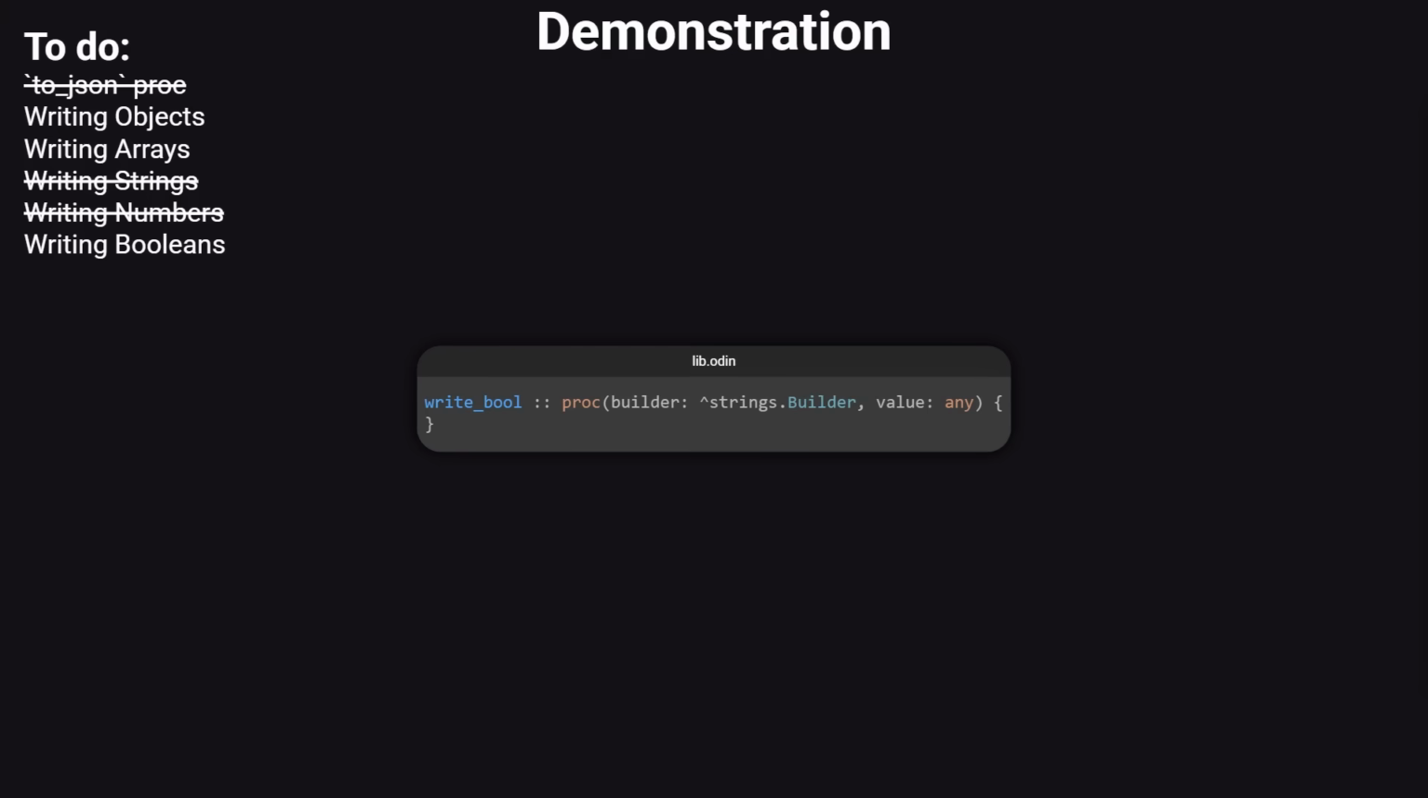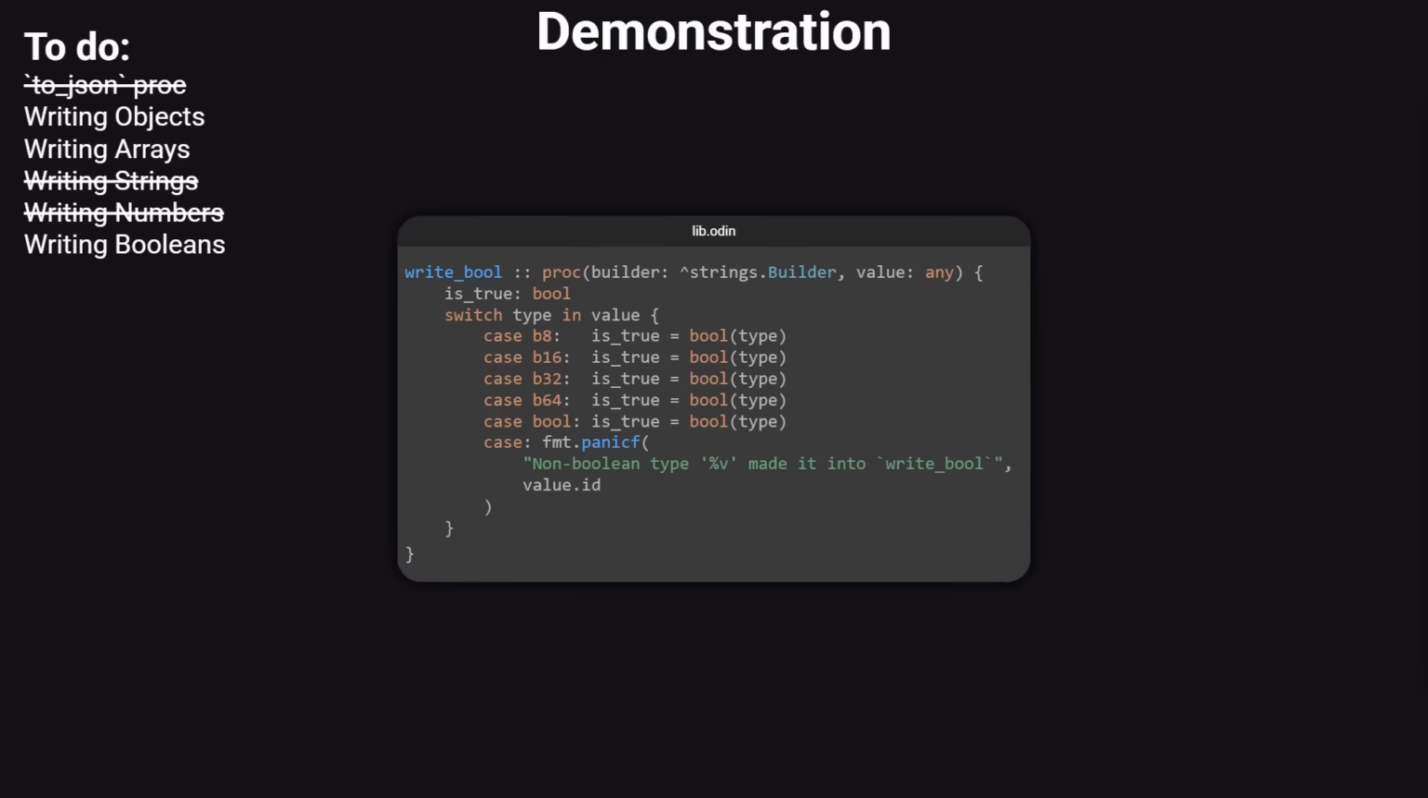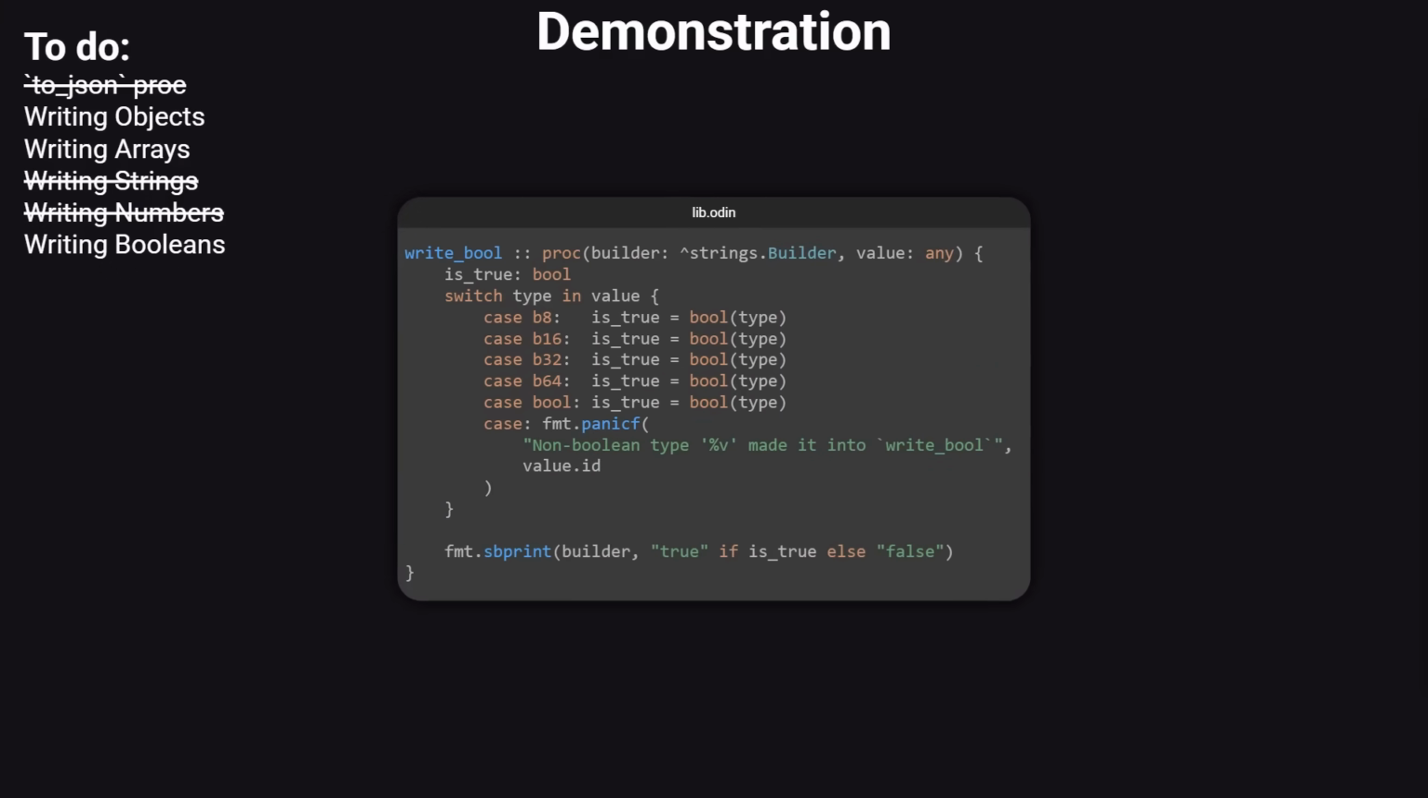This one's dead simple. We just need to be a bit careful and remember that Odin actually has 5 different bool types. Because of that, we're taking a similar approach to floats, where each arm casts.